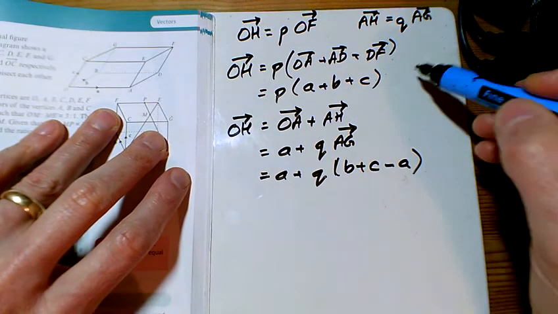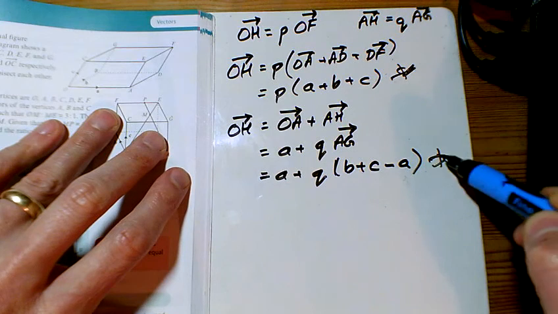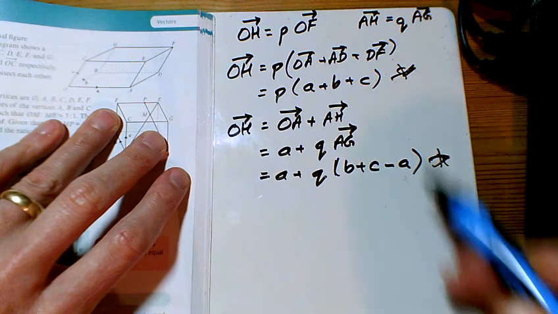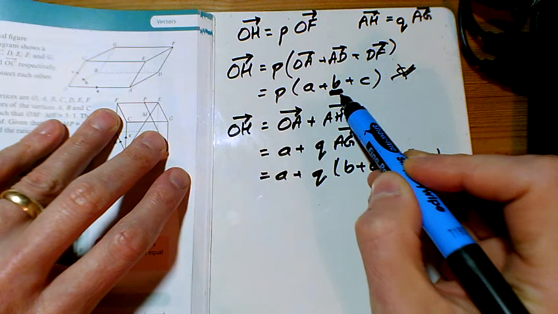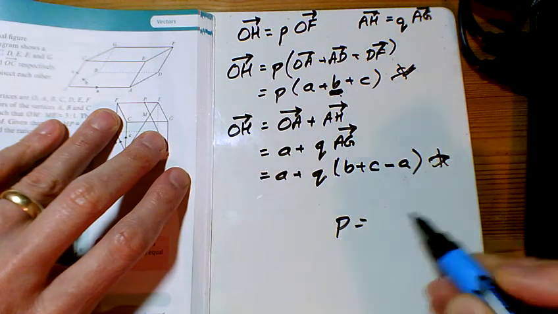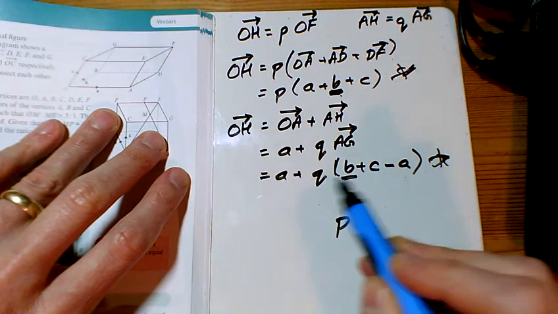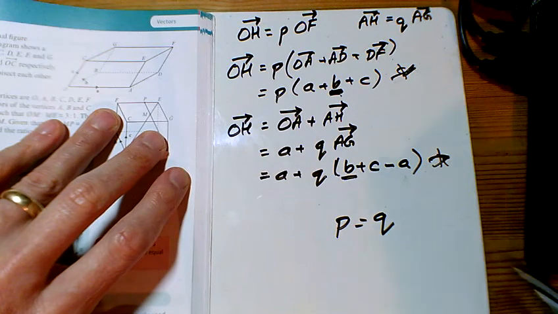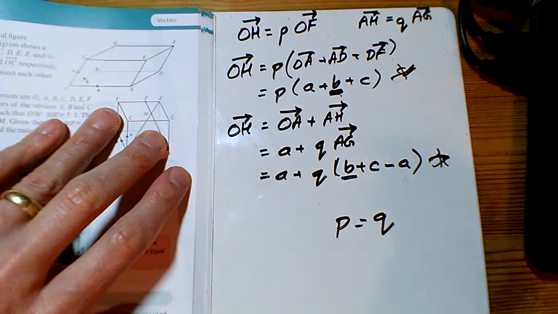Now, I'm just saying this journey and this journey are exactly the same. So let's look how many B's we've got here. How many B's there are is P. And how many B's have we got here? Well, that's Q. So the first thing I can see there is that P equals Q. And of course that works for the C's as well.